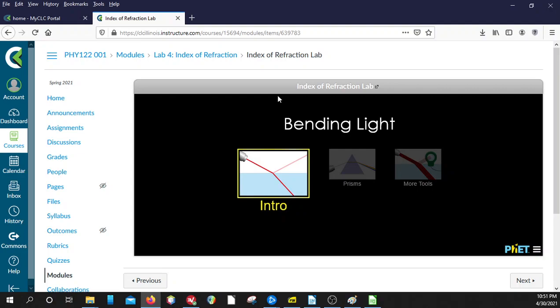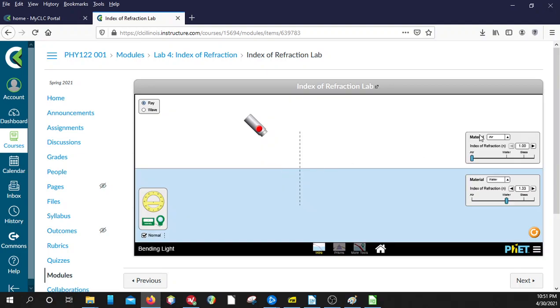But yeah, so there's three options here. We're just going to look at the first one, the intro. So what we have here, we have two mediums. On top we have air, on bottom we have water. And here's our laser pointer, and we click the button to turn it on. We can see it hits, and they draw a normal line where it hits. So you can turn the laser on or off.